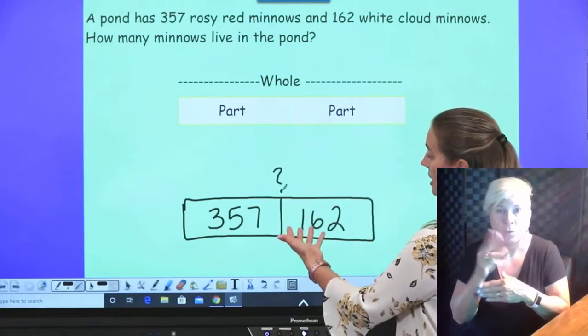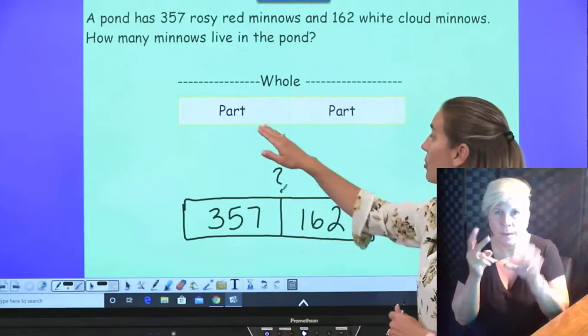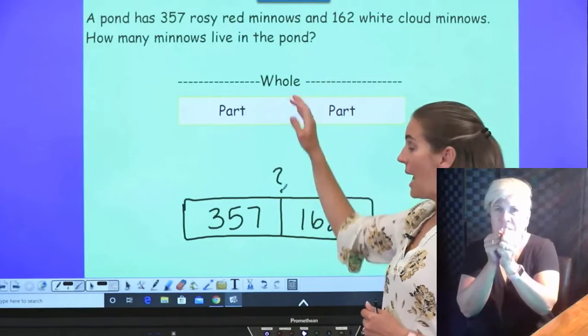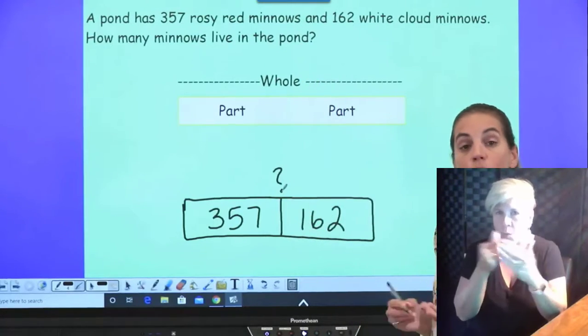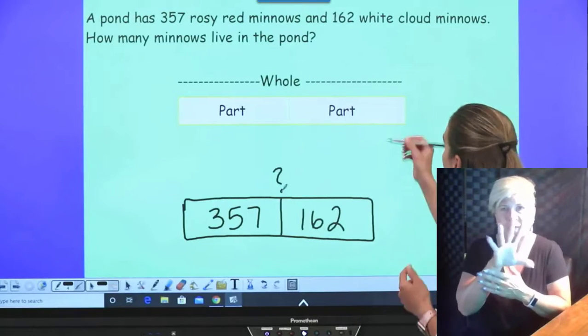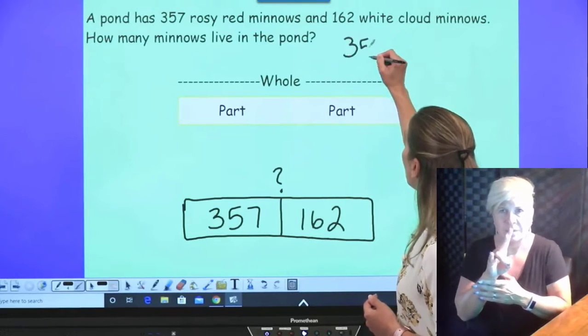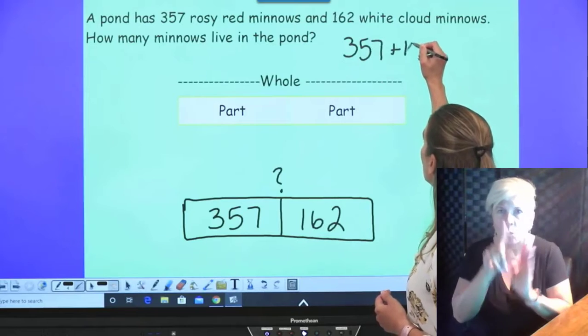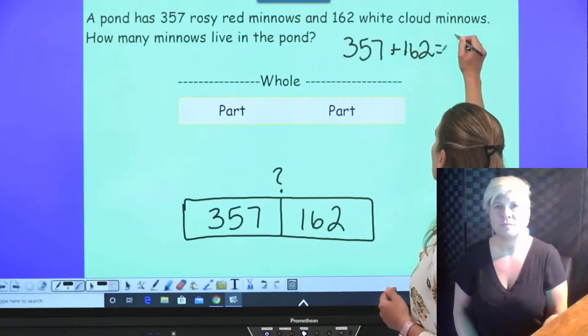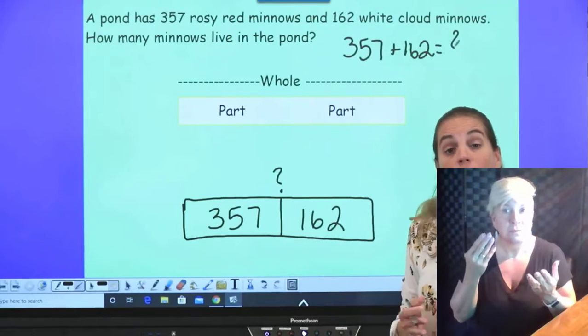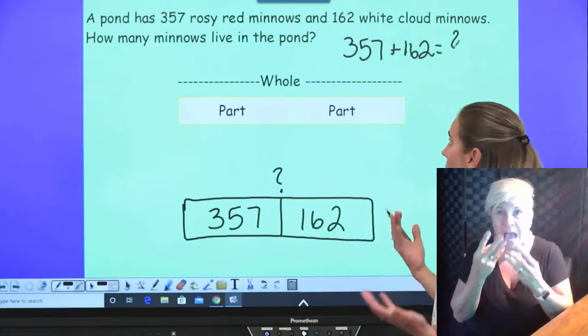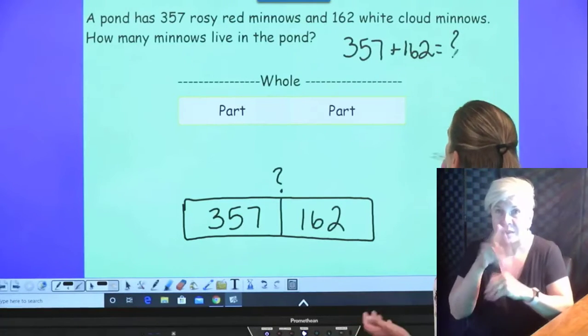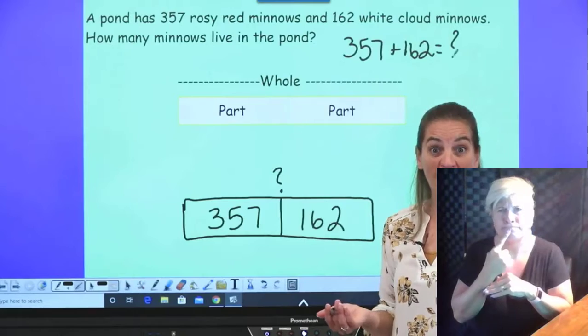So what I need to do is take those two parts, because remember, part plus part equals whole, and I need to add them together. So let's do that. 357 plus 162 is going to give me that unknown number. That's going to tell me how many minnows live in the pond altogether. All right, well, let's do some adding, shall we?